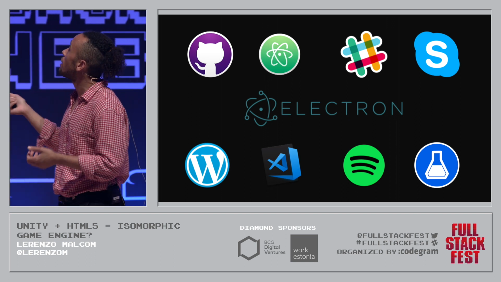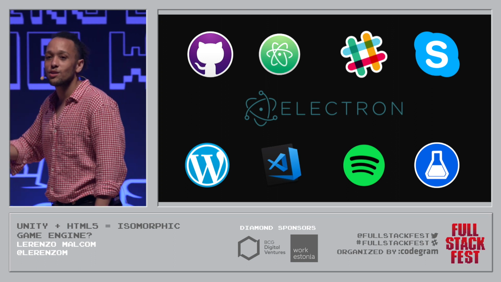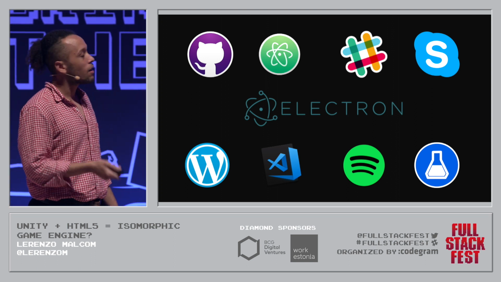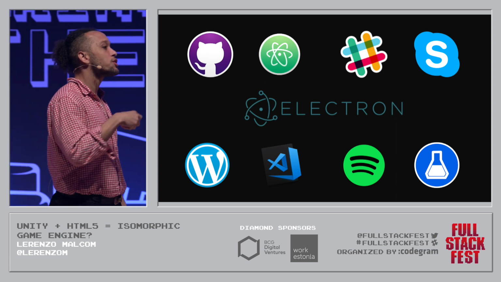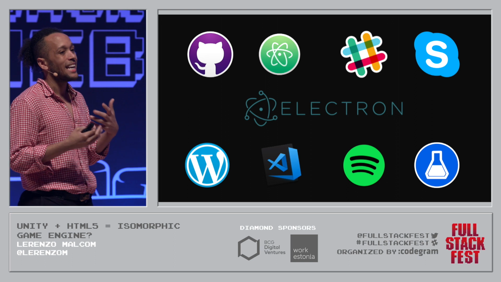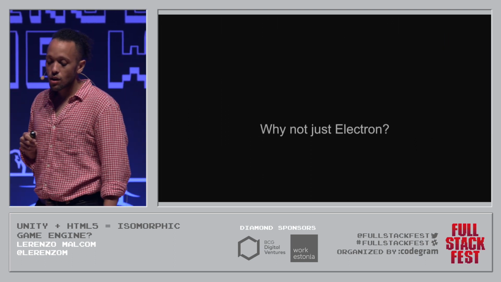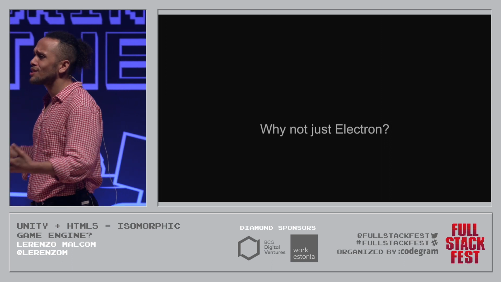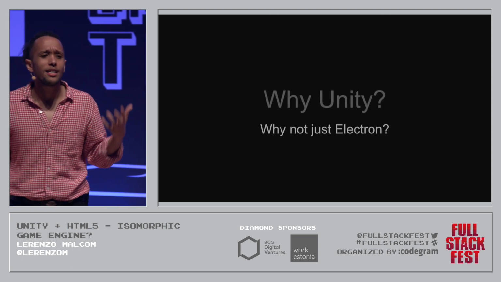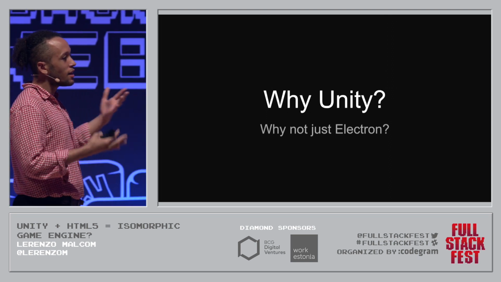So that's things like GitHub, Atom, Slack, Skype, Beaker browser. You guys saw that this morning, and a whole lot of other things. A lot of people are starting to use this because it makes it much easier for web developers to actually create desktop applications. So why not just Electron? What does Unity actually give me that I can't already just use A-frame and Electron for?